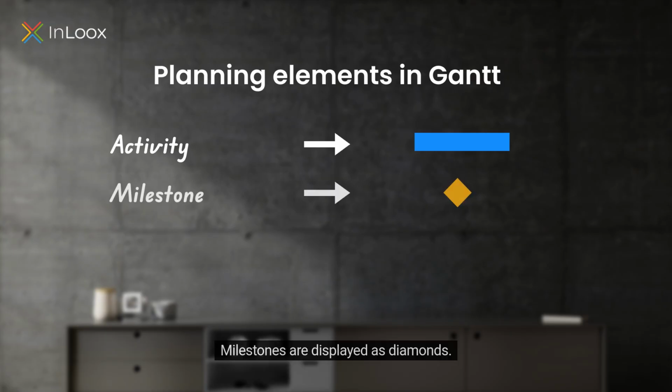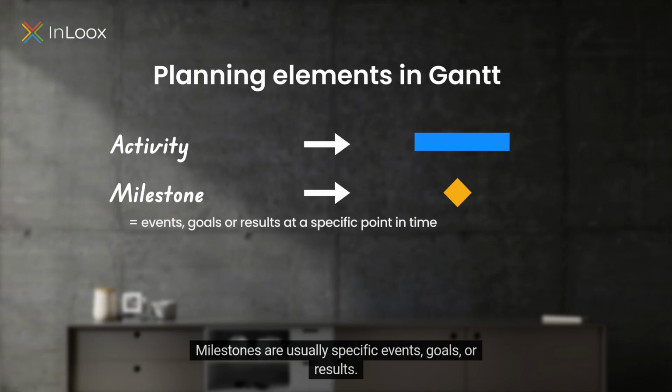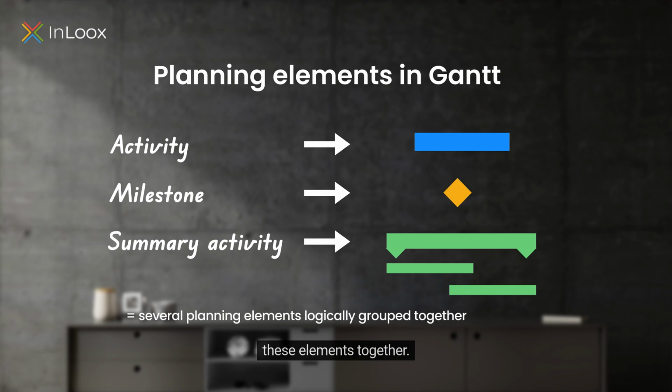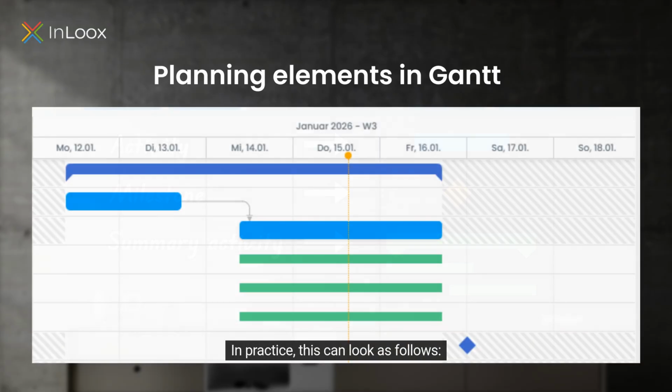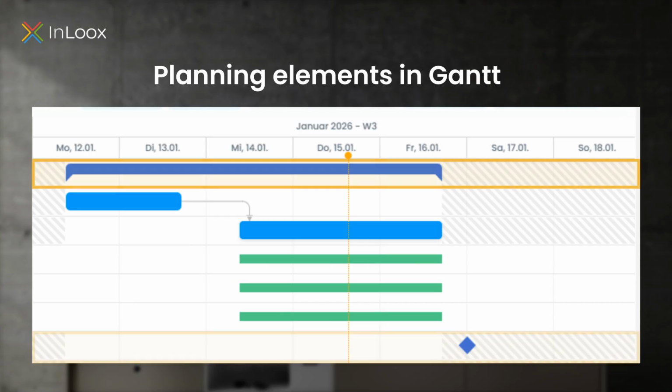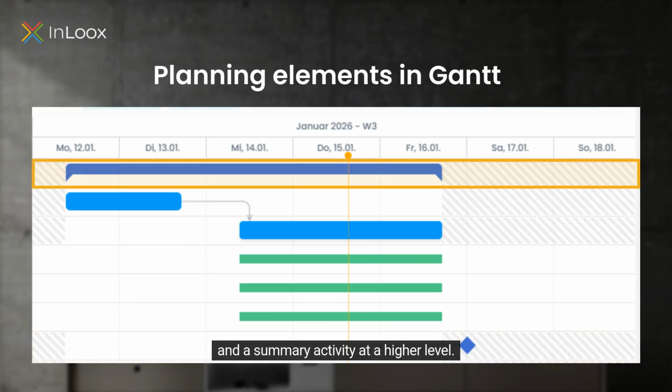Milestones are displayed as diamonds. Milestones are usually specific events, goals, or results. They have no duration but take place at a specific point in time. You can also group multiple activities and milestones under a so-called summary activity, which bundles these elements together. In practice, this can look as follows. Here we have two activities, a milestone at the end, and a summary activity at a higher level.